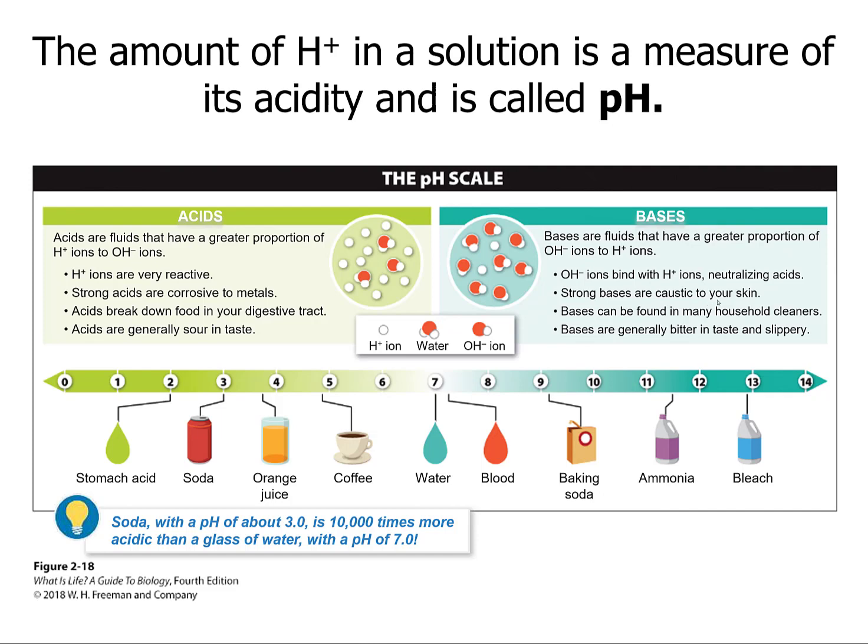So the hydroxide ion binds with the hydrogen ions, neutralizing acids. Strong bases are caustic to your skin. In other words, they can damage your skin readily. Bases can be found in many household cleaners. Bases are generally bitter in taste, and they're very slippery, if you've ever held some of these, like ammonia and bleach. So that's the basic relationship between acids and bases. Always think of an acid as the higher concentration of hydrogen, and bases as the higher concentration of hydroxide. It's an inverse relationship with each other.